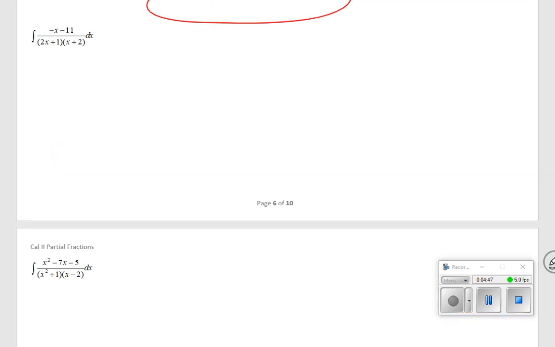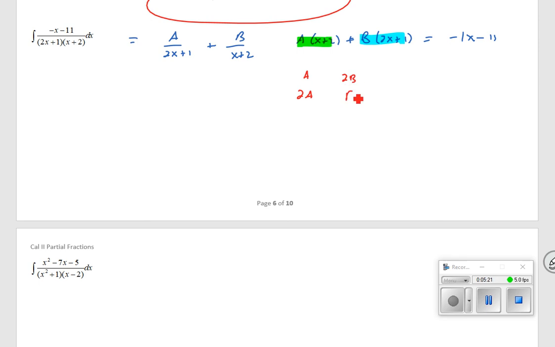Let's do another. Algebraically, this is going to be a over 2x plus 1 plus b over x plus 2. And doing the cross multiplying, I have a times x plus 2 plus b times 2x plus 1 equals negative 1x minus 11. Equating coefficients, I have a for x's and 2a for my constant. Equating coefficients, I have 2b for my x's and 1b for my constant.